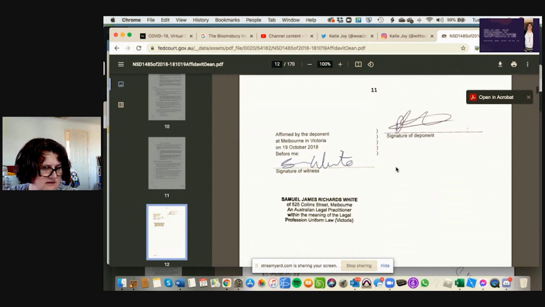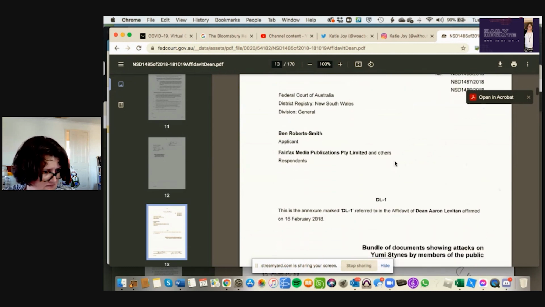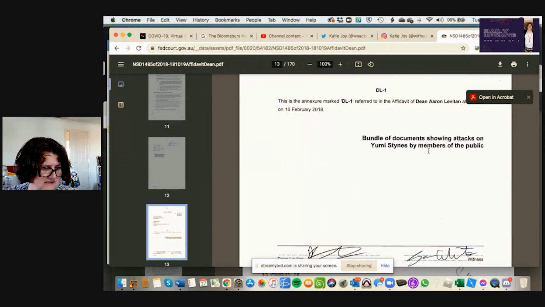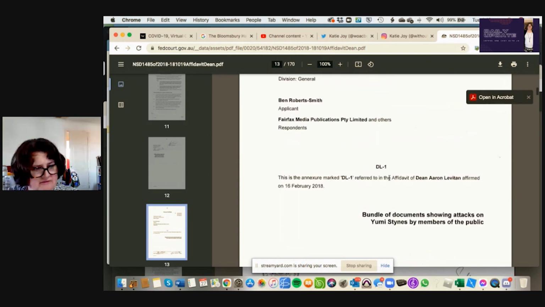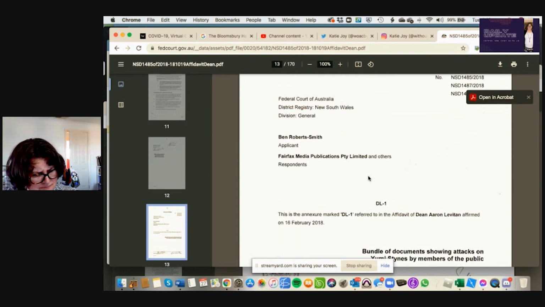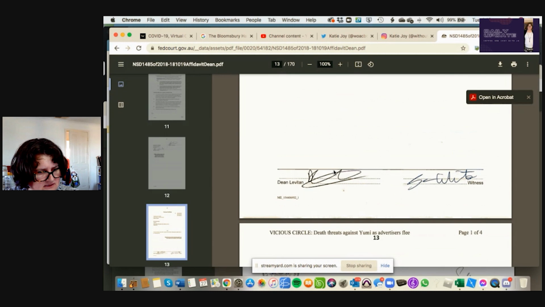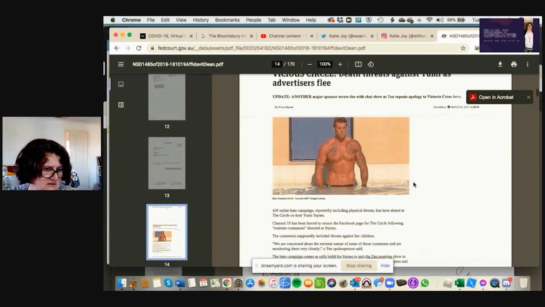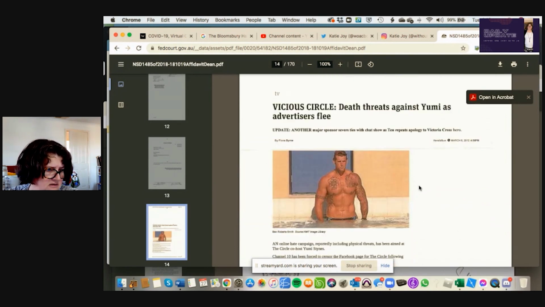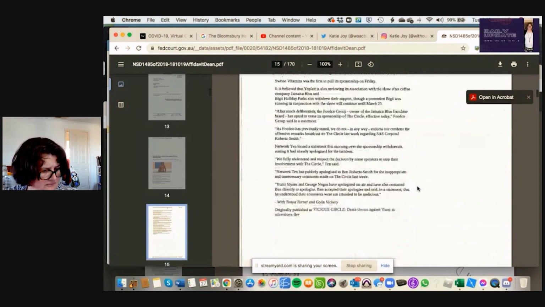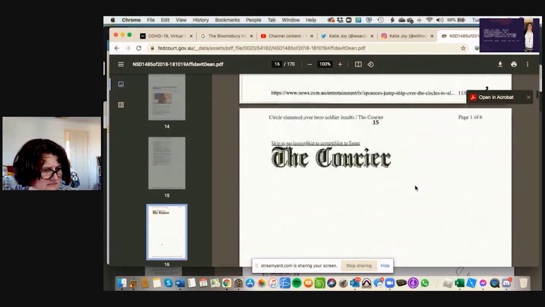So again, now we're into the annexures. So this is the bundle of documents. With every bundle, with every annexure, they actually have to be signed. So you have your signature and the witness's signature on the page. So that's the newspaper article.